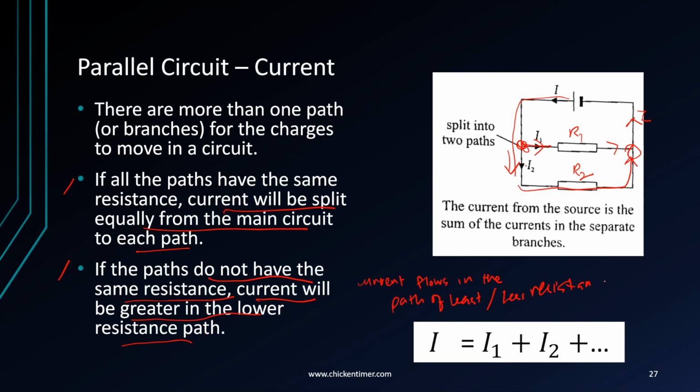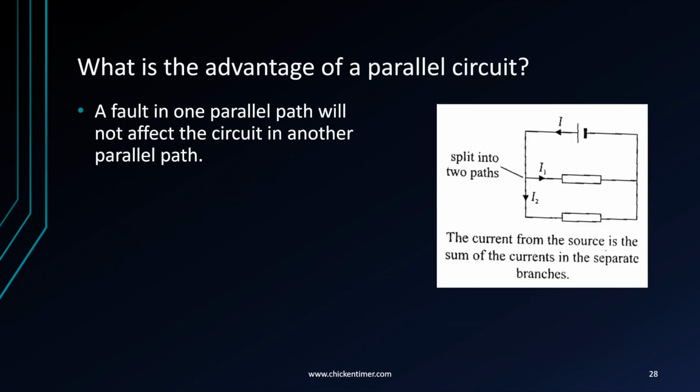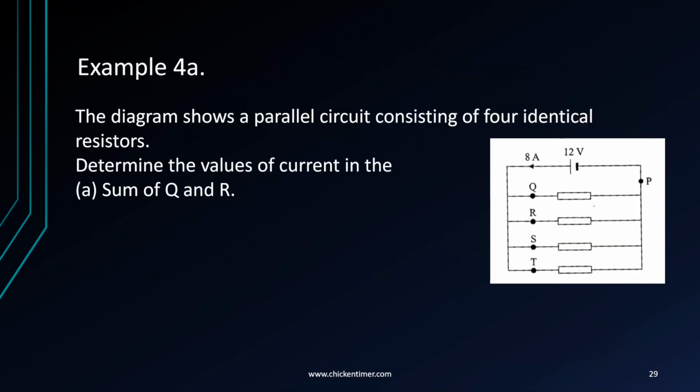So current is like humans: when they see a path that is full of obstruction, they will not want to go through it. So that's why there is this observation that you see here. When there's high resistance, current will be lower. The advantage of a parallel circuit is that if a component here is broken, the other component in the other parallel path will not be affected. So if a light bulb breaks here, the light bulb here will continue to work.